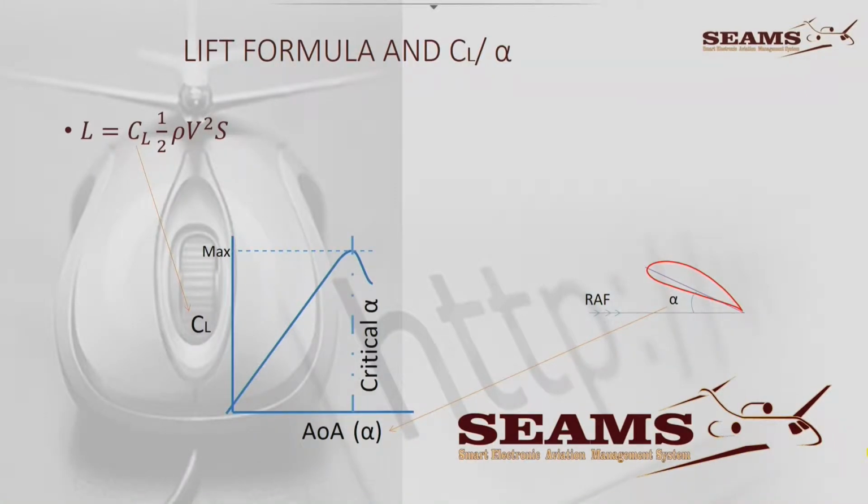And now we have to look at the lift formula just once again. Lift equals coefficient of lift, half rho V squared S. And now we're comparing it with the angle of attack and the coefficient of lift. And this is where the important one comes in. So let me just orientate you. We've got the relative airflow, which goes in here, the chord line, angle of attack. All right, and there we've got the wing surface.